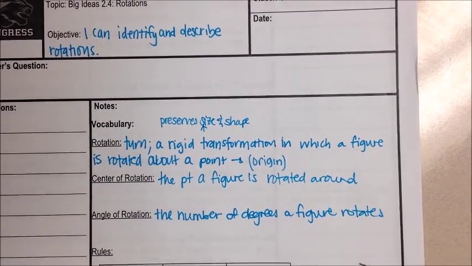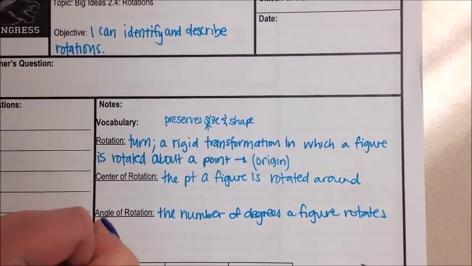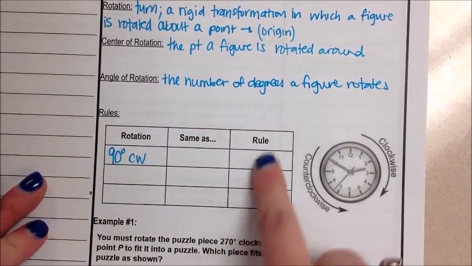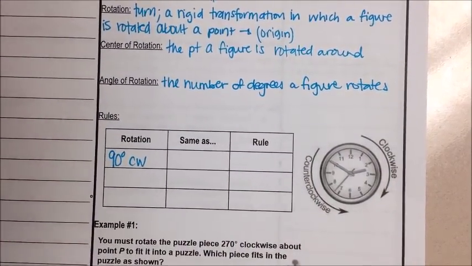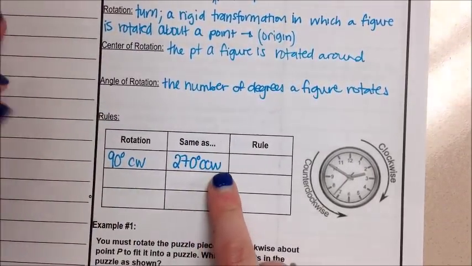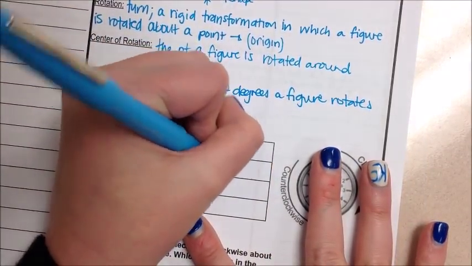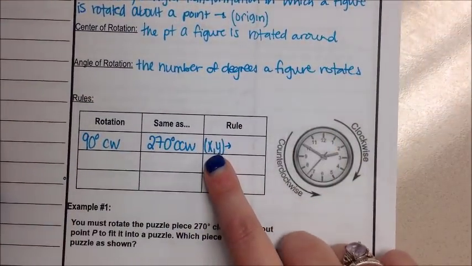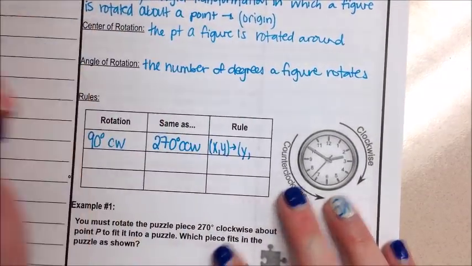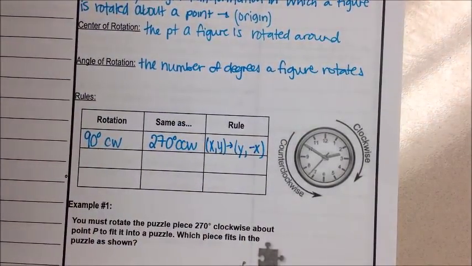Okay, so if you remember yesterday in our activity that we did, we found out the rules for different kinds of rotations. So if we rotate a figure 90 degrees clockwise, remember clockwise is like we're going to the right, that's the same as rotating 270 degrees counterclockwise. So when we have any coordinate x, y, and we rotate it 90 degrees clockwise, the y becomes the x, and the opposite of x becomes the y.